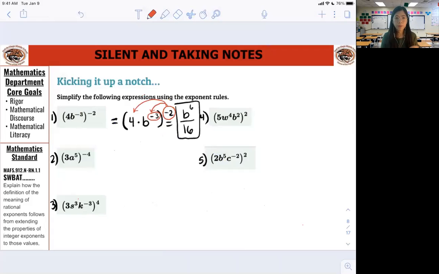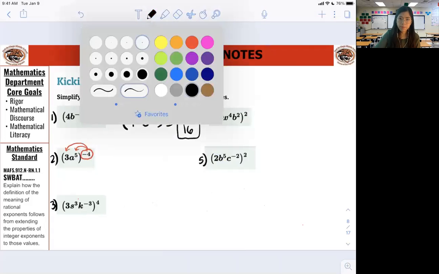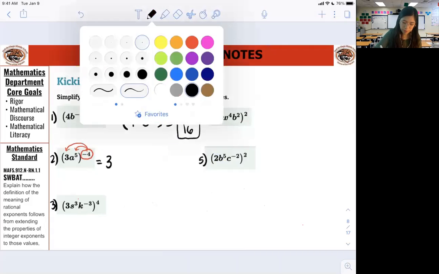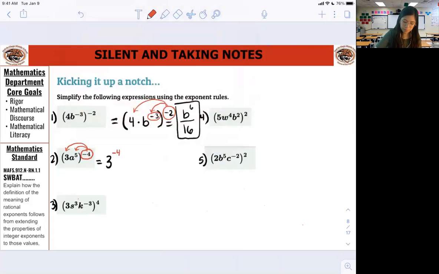I'm going to have to use both of those properties. I have an exponent on the outside, so I'm going to have to distribute it into my parentheses. So I have 3 to the power of -4 times a. Now what do I do? 5 and -4, I'm multiplying. So good, Juan. We get a to the power of -20. Questions at this point?